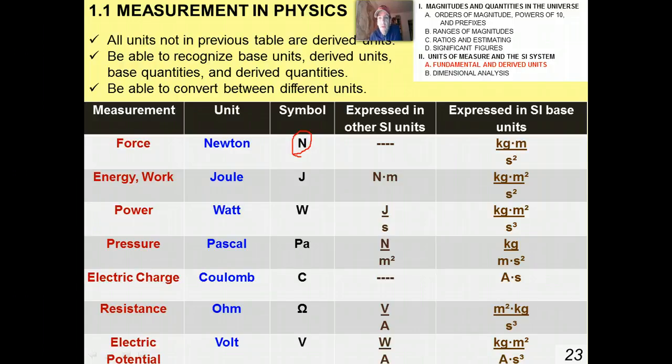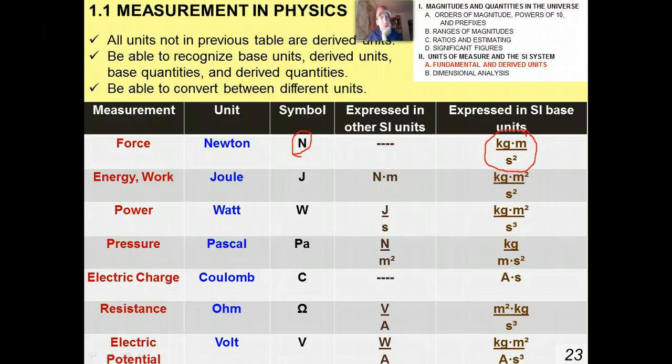Can we express a unit? Can we express a Newton in terms of other SI units? We actually can. There's many ways to do it, but commonly it's not done. Check this out. It's expressed in SI base units very easily. So here's my kilogram, my meter, and my per second squared.